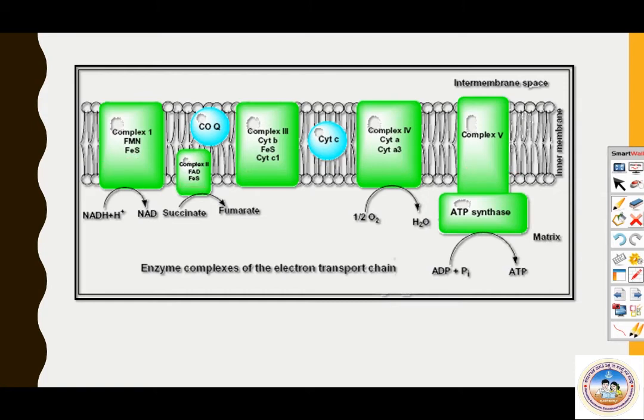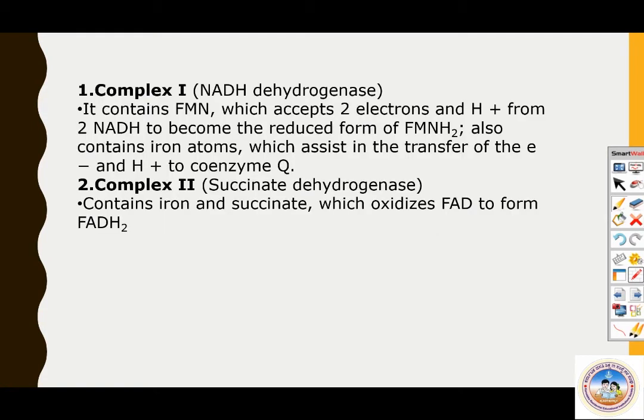Now, complex 1 is NADH dehydrogenase. It contains FMN, which accepts 2 electrons and hydrogen from NADH, to become reduced to what? To form FMNH2. So it will get reduced to FMNH2. It also contains iron atoms which assist the transfer of the electrons and protons.